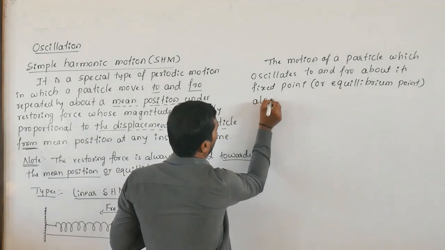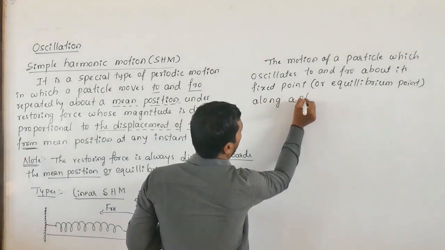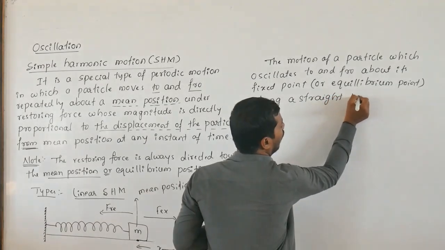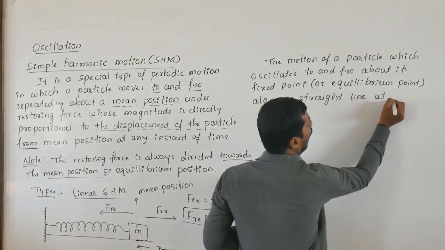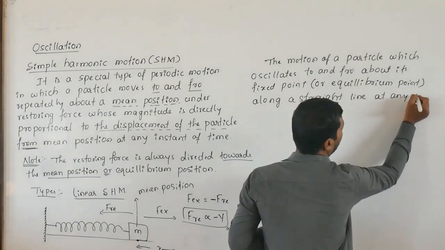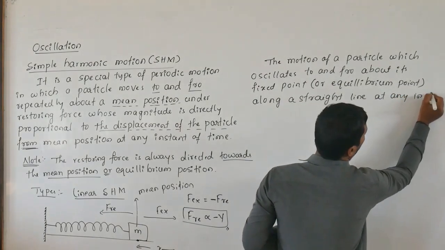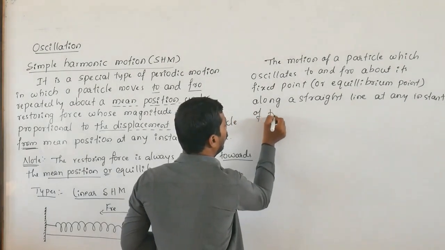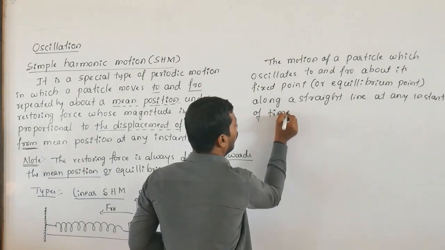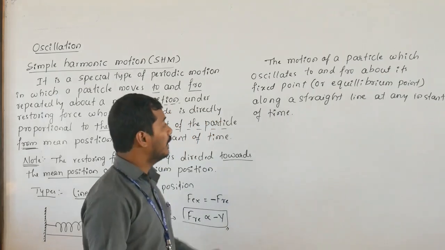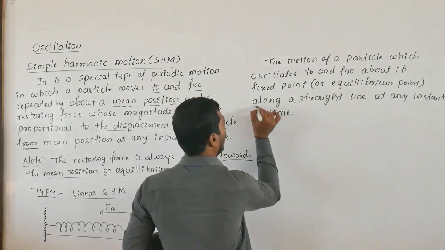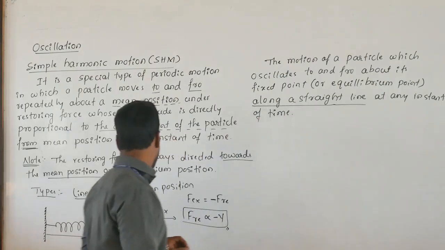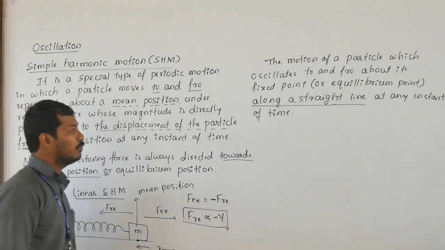Along a straight line at any instant of time. This is nothing but there should be motion along a straight line. The straight line is necessary here, where it is a linear simple harmonic motion.